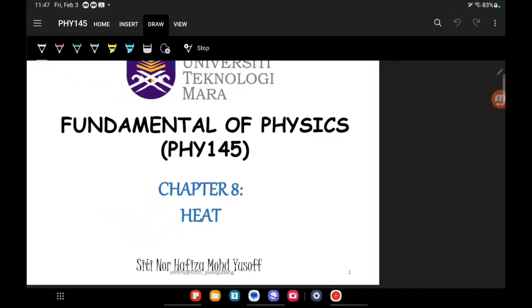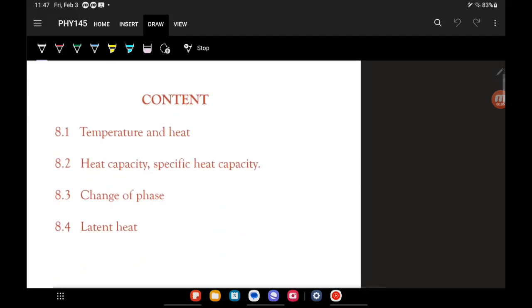Okay, in this video we're going to discuss chapter 8 about heat. In this chapter we're going to discuss only 4 subtopics, which are temperature and heat. This is on getting the concept of how we measure heat using the concept of temperature. Then after that we're going to use that change in temperature, which describes the amount of heat transfer.